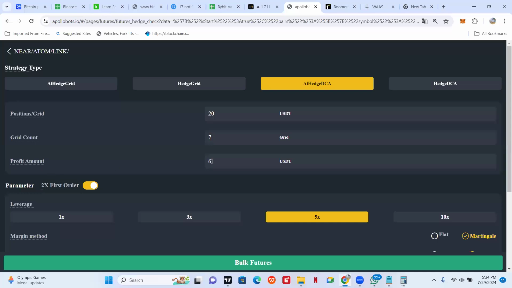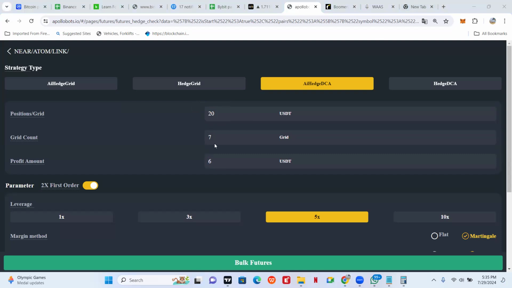Now the profit amount, please do not touch this profit amount unless you want to reduce it. It's automated. Let me show you. If I put in 50 here, can you see the profit amount has changed to 16? So it's been well calculated. So let's go back to 20. I hope you can see my screen.